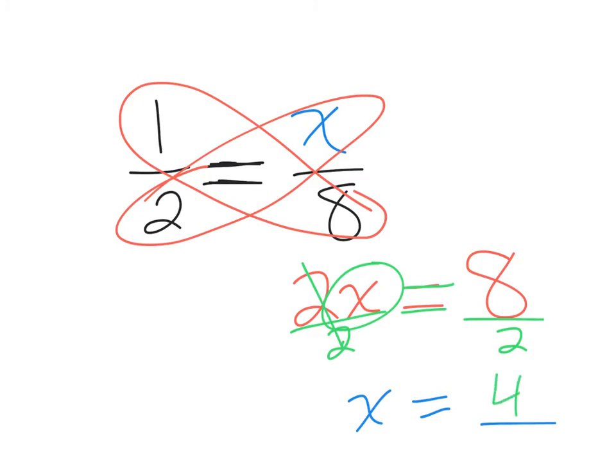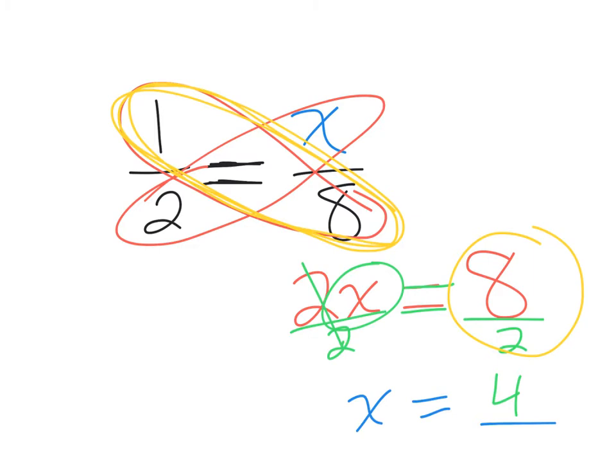Now, let me show you that shortcut. Notice that to get the answer to that problem, I took the answer to this multiplication problem, the 8 times 1, the multiplication of the side that's opposite of our x, and then we divided by the last number. That will work every single time, no matter where x is in your proportion. You simply cross multiply the opposite side and then divide by the last number.